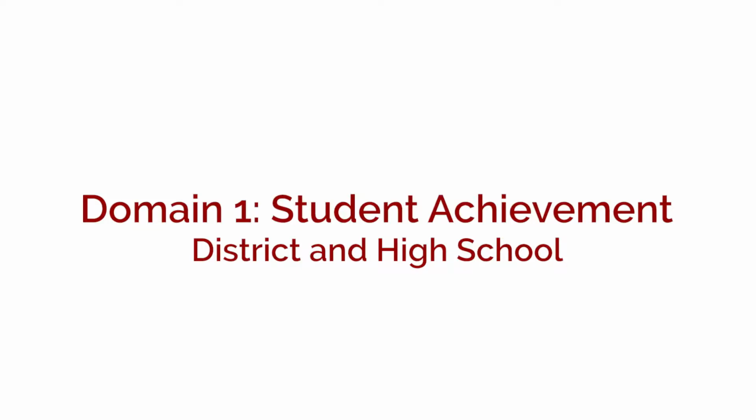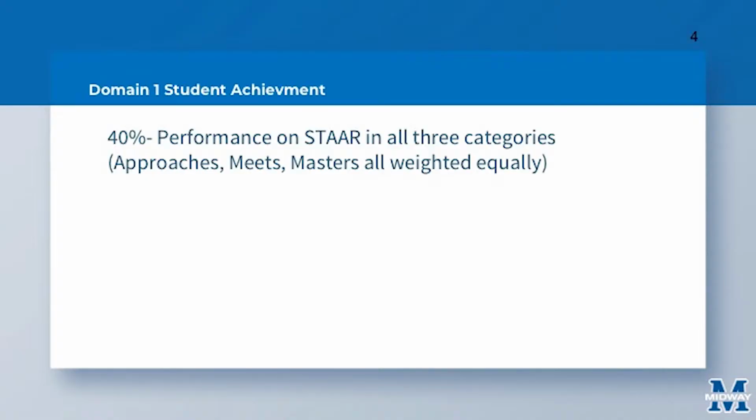The student achievement domain for high schools and the district is calculated based on 3 areas: STAR end of course exams, college, career, and military readiness, and the graduation rate. The STAR and EOC component accounts for 40% of the student achievement domain. Performance in this component is based on how many students are approaching, meeting, and mastering grade level expectations on the STAR EOC. Each of the performance levels approaches, meets, and masters is weighted equally.